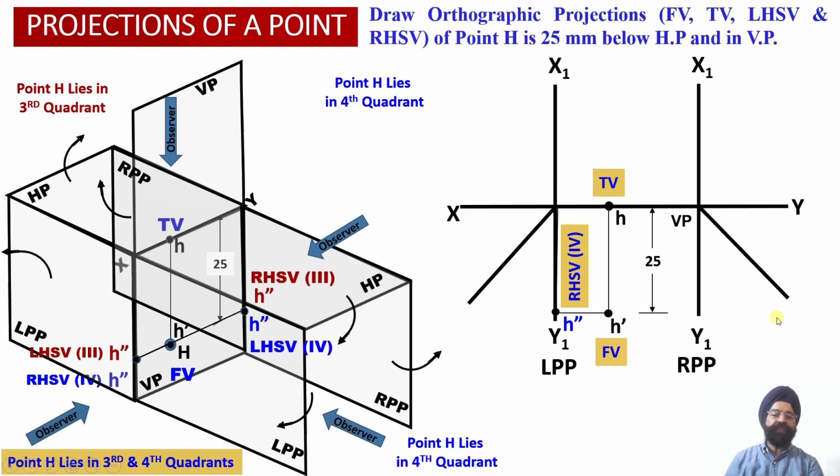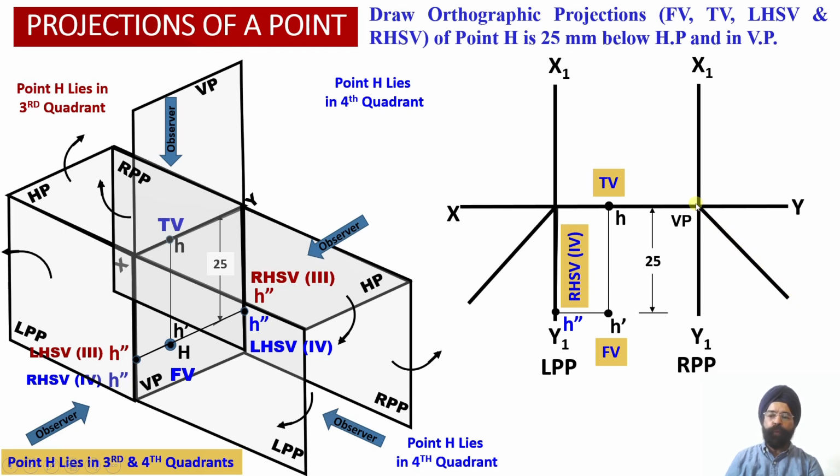Now let us obtain the left side view projection of this point onto the right profile plane. Now we can check, the observer is going to look at this object from the left side orientation. So this point H will be projected onto the right profile plane into quadrant number 4 at a distance of 25 millimeter below the horizontal plane or the XY reference line. Now from point H, we are going to draw a horizontal projector line and extend it till it intersects with this inclined transfer line over here.